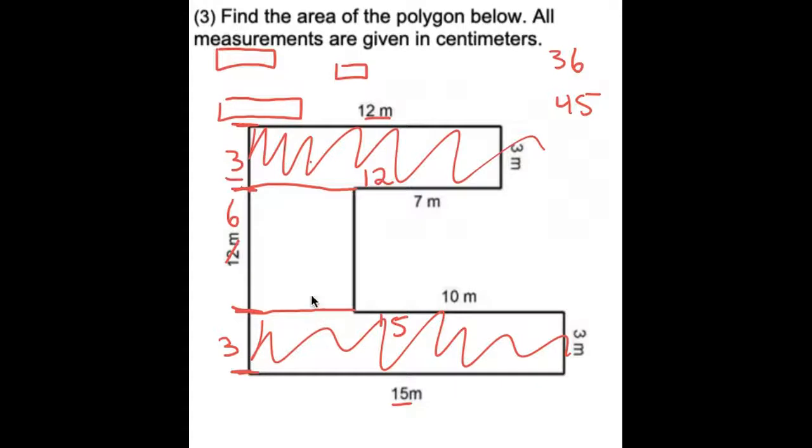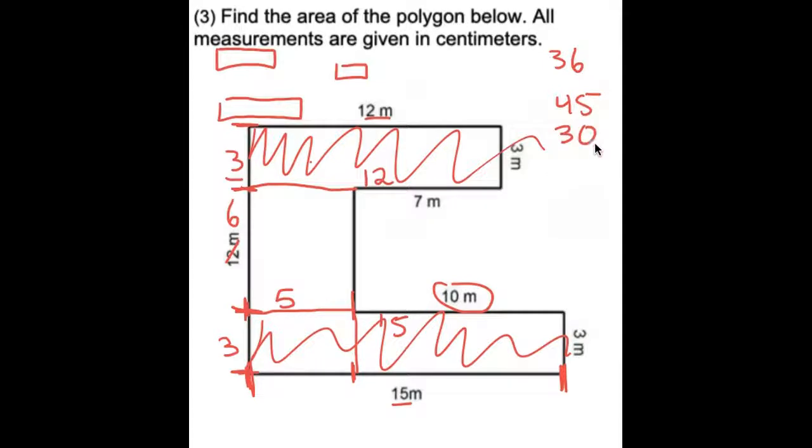Now to find this dimension here is tough too, but we do know that the distance from here to here is 15 meters. So all we need to do is find the distance from here to here. Since we know that the whole thing is 15 and we know that this side here is 10, that means what's left over right here is going to be 15 minus 10, which gives us our length of 5. So now we have a length of 6 and a width of 5. 6 times 5 is 30.